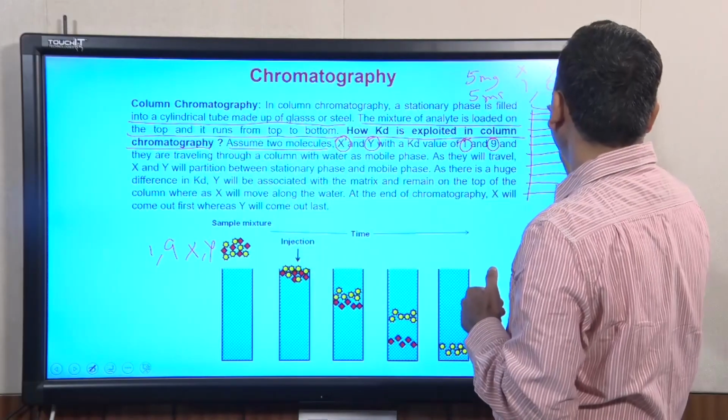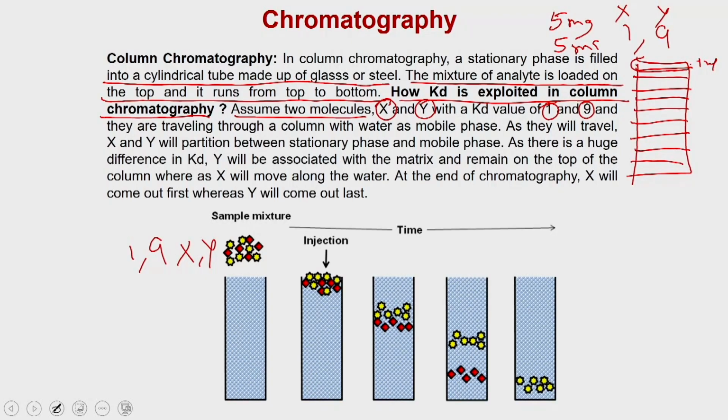So, as soon as they interact with the first layer of matrix and you have flowed 1 ml of buffer, what will happen is that they will distribute this 5 milligrams of X and Y according to their distribution coefficient. So, what is the distribution for X? 1, right. So, X is going to distribute 50-50.